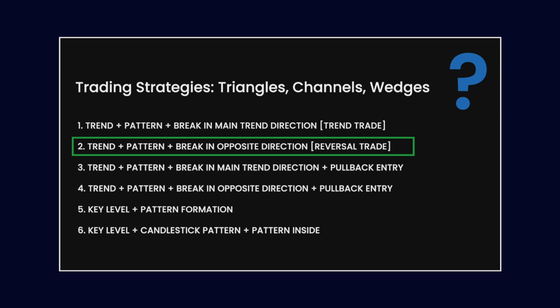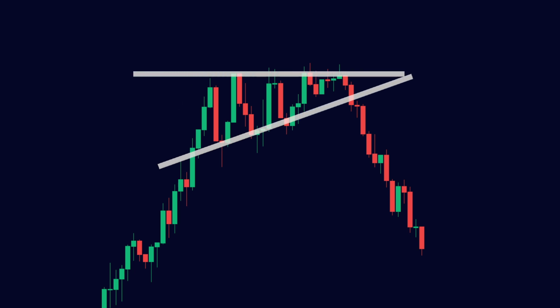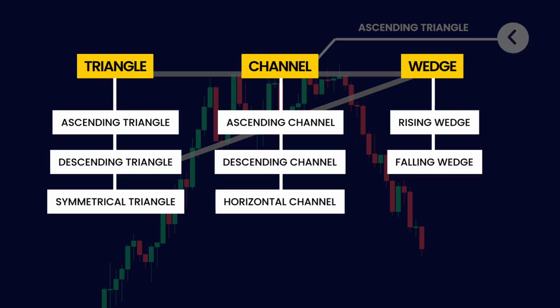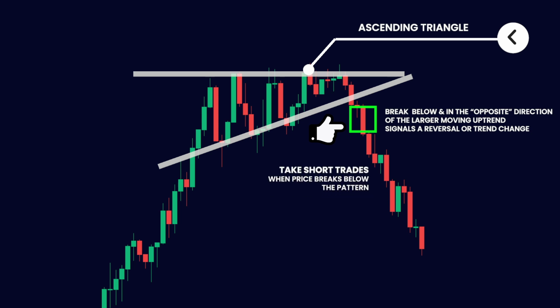Spotting a trend, seeing a pattern form, and then watching that pattern break in the opposite direction of the overall trend. This signals a reversal strategy. For example, you might have a clear upward trend that leads into the formation of an ascending triangle. It could be any chart pattern from the common list, but in this case, it's an ascending triangle. Eventually, the pattern breaks downward, which goes against the original uptrend. This break indicates a possible reversal, meaning the trend is shifting from up to down. At this point, you'd be looking to take short positions once the price breaks below the pattern.